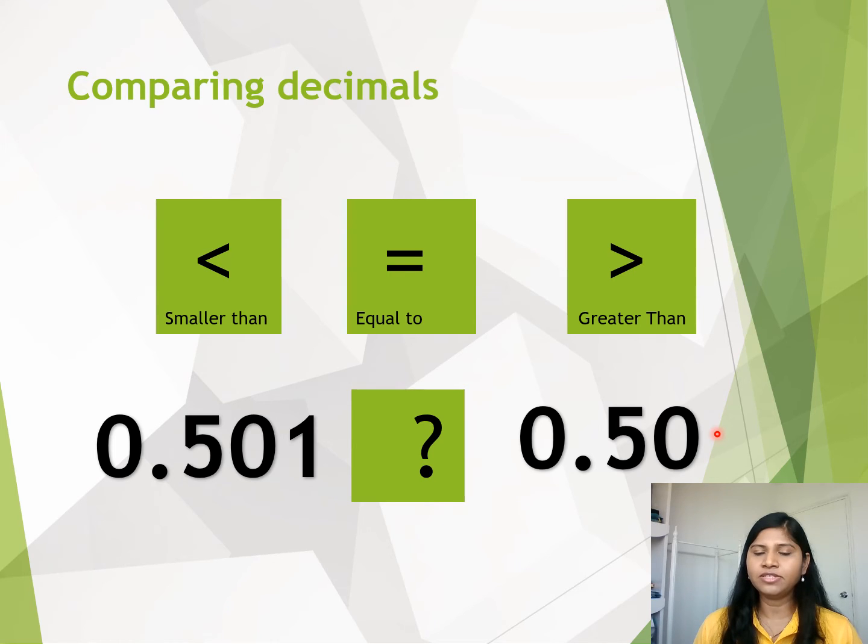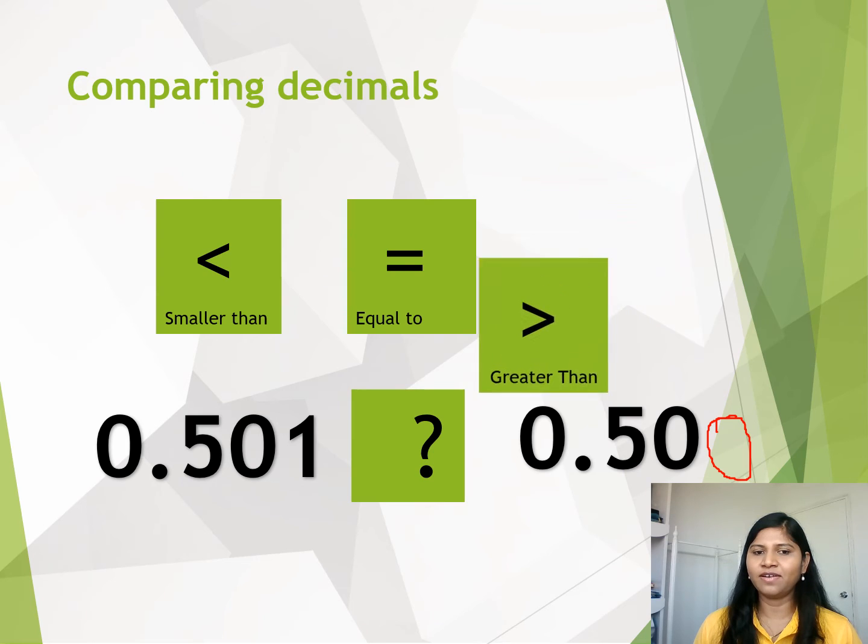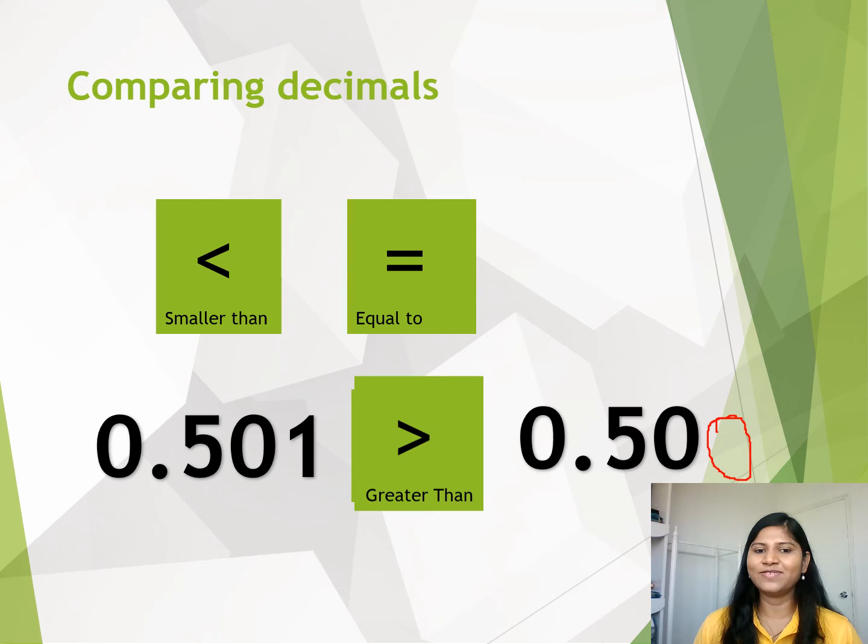If you are unable to compare, we can add 0 as a placeholder so that we have thousandths on both sides. So here in the thousandths place we have 1, whereas in the second number the thousandths place we have 0. And now we can compare our numbers. So let's see what's the answer. 0.501 is greater than 0.500.